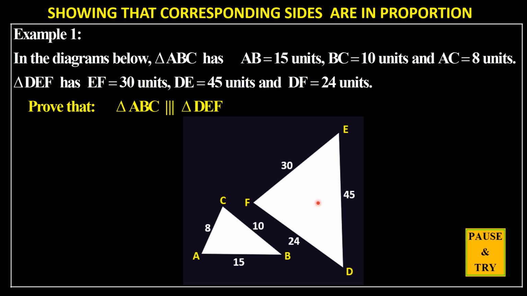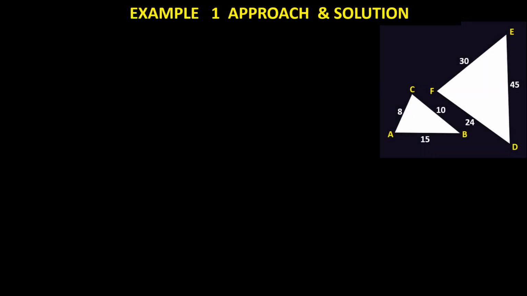Now, you might know how to do this, so we give you a chance. You can pause the video, do the solution on your own, and once you've done that, you can go to the next slide. Consider the approach that we're going to use there. There we have two triangles, and the lengths of the sides are given. No angle measurements are given. And we want to prove that these two triangles are similar.